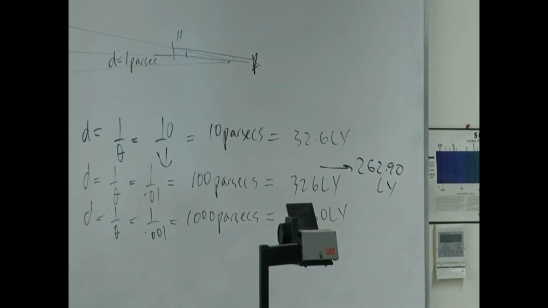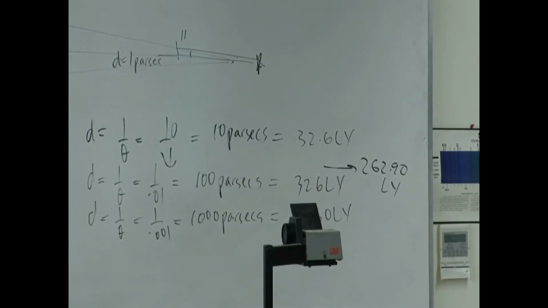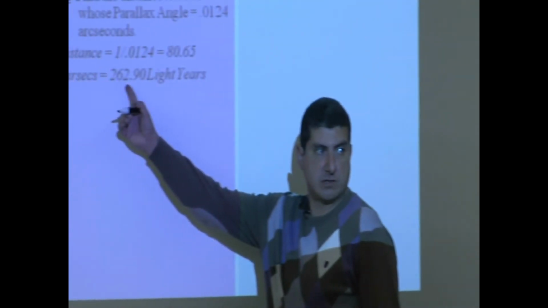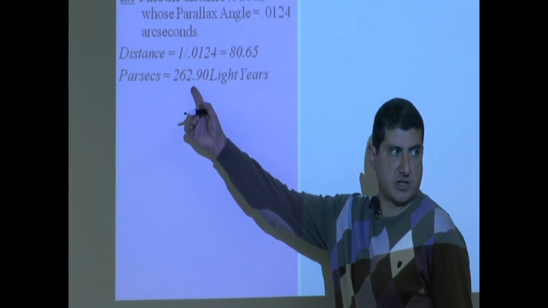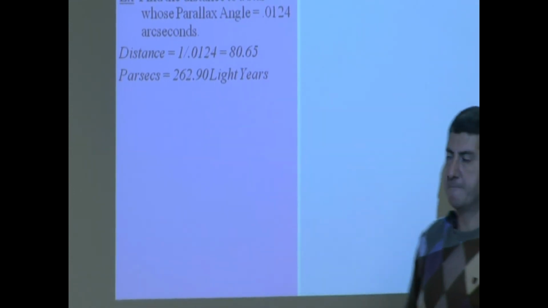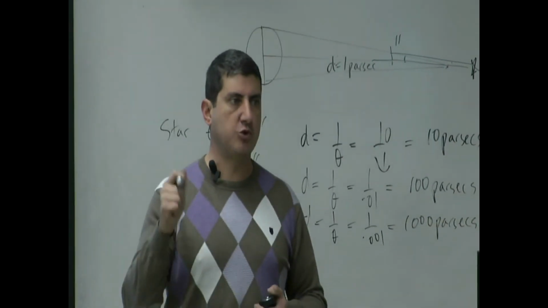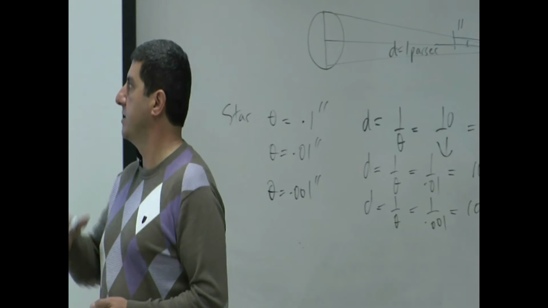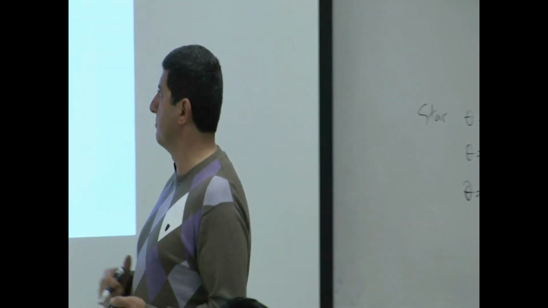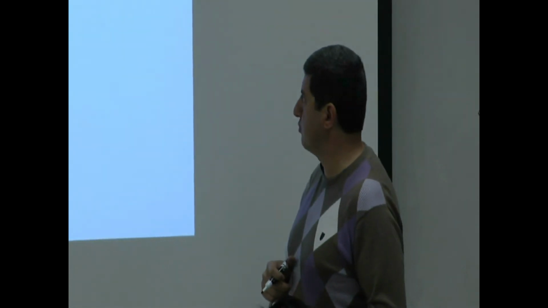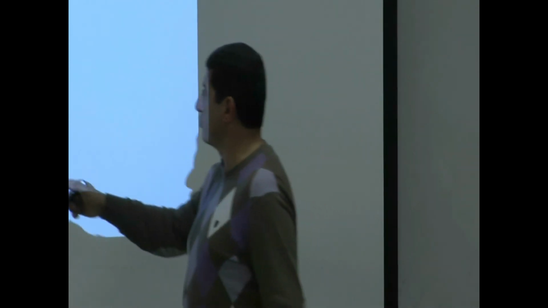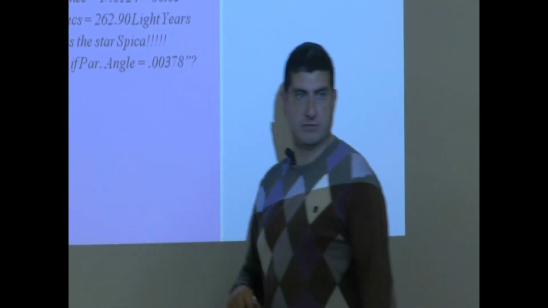Okay? So anyone have a question how I got that? What did I do to this to get to that? Multiplied by what? 3.26. So now you know how we get those distances, one of the ways we get them. We find the parallax angle of the star, we determine the parsecs, and we multiply by 3.26. And this is actually a star called Spica.